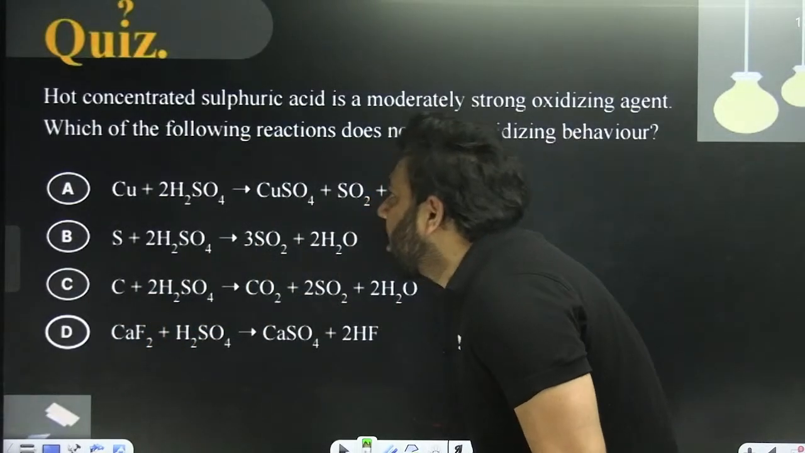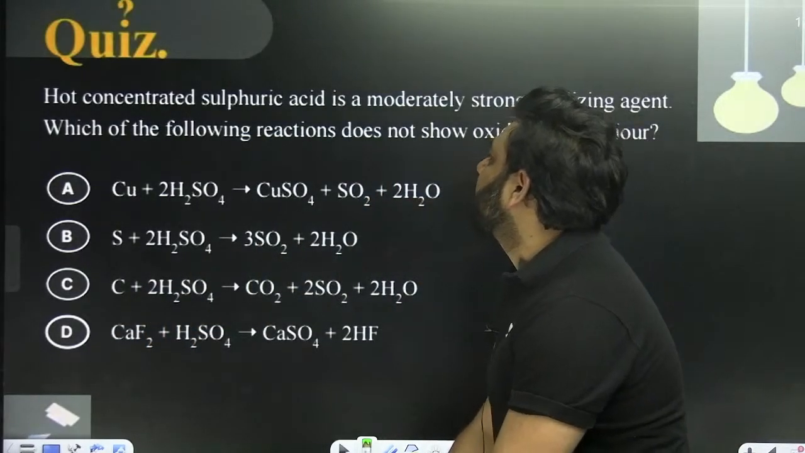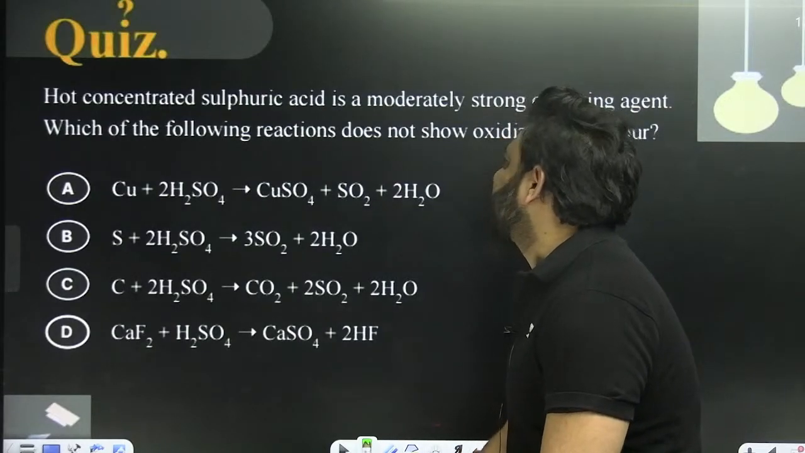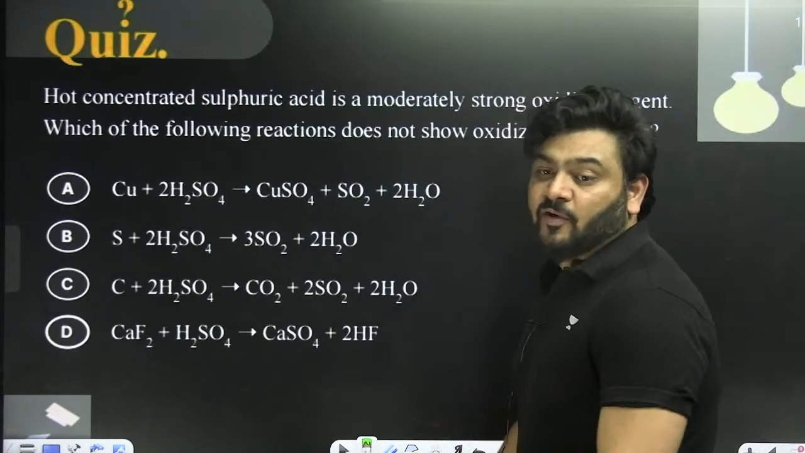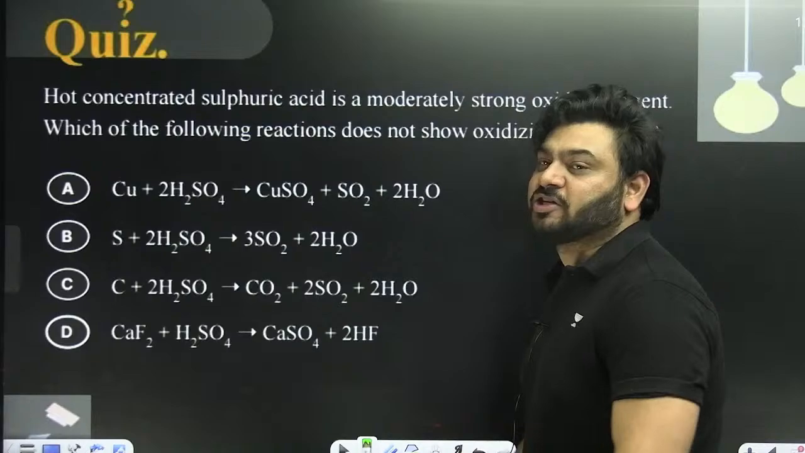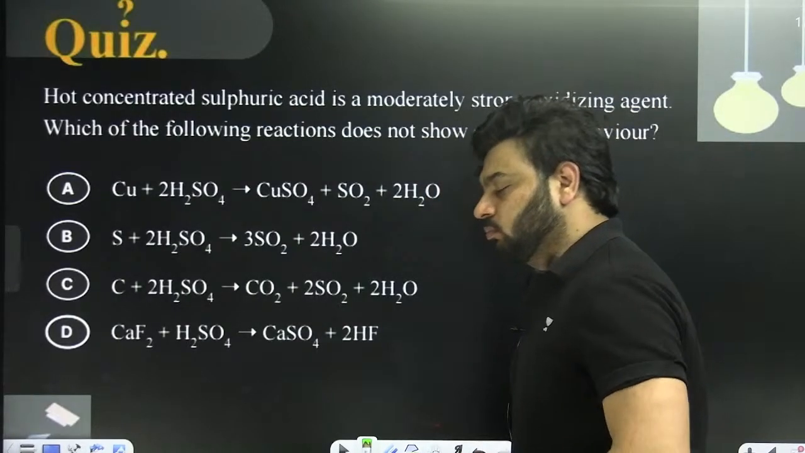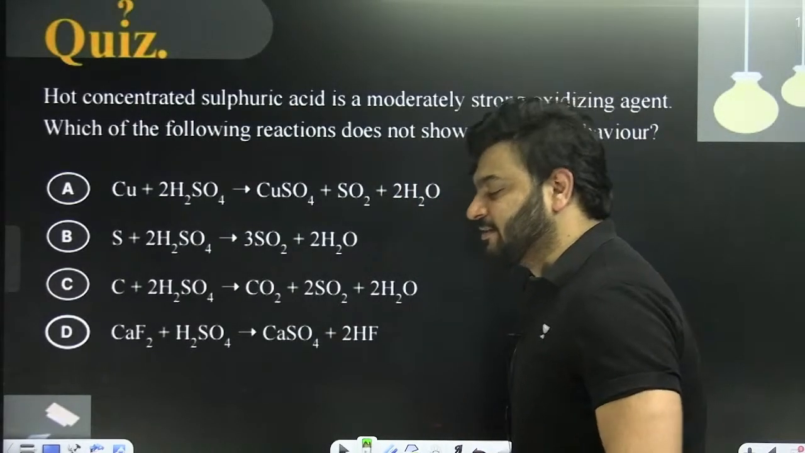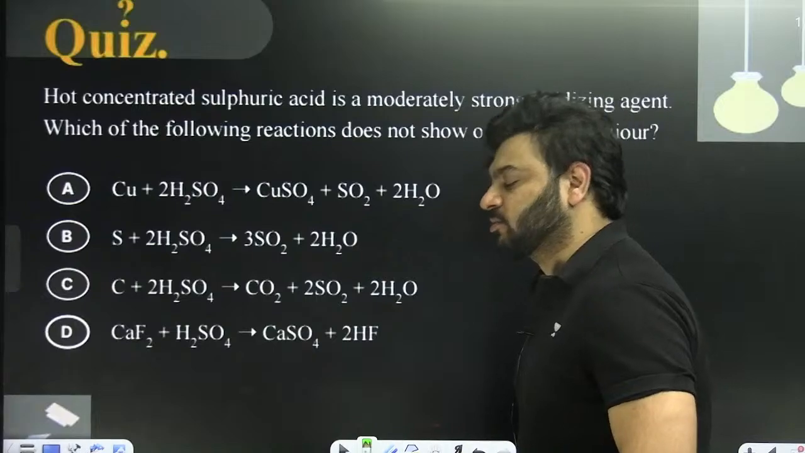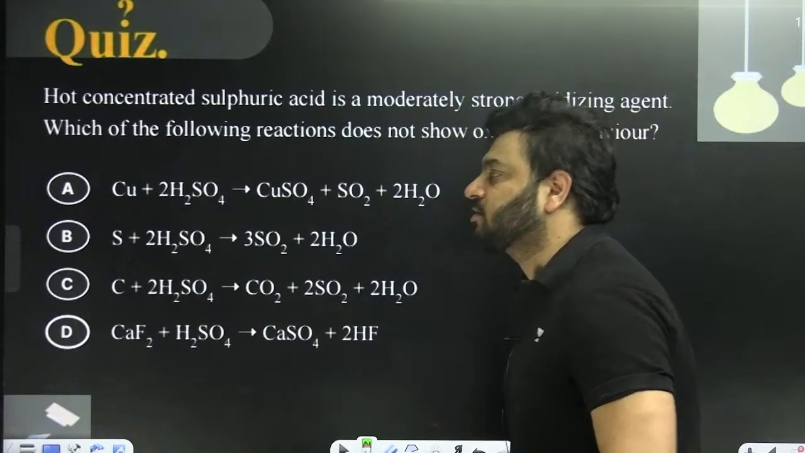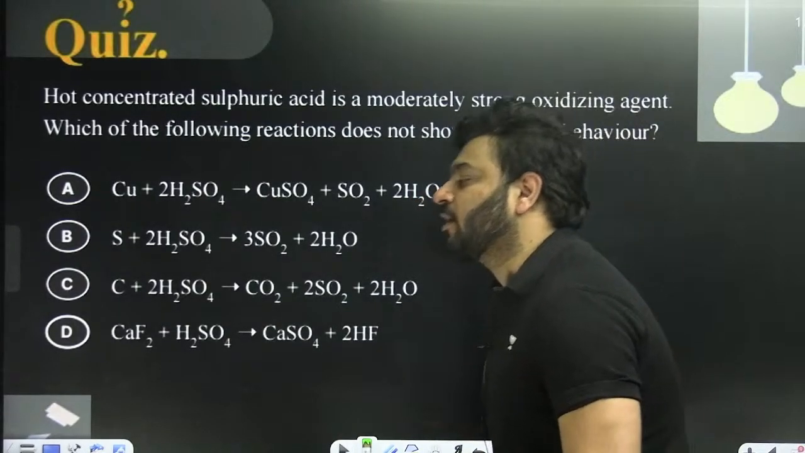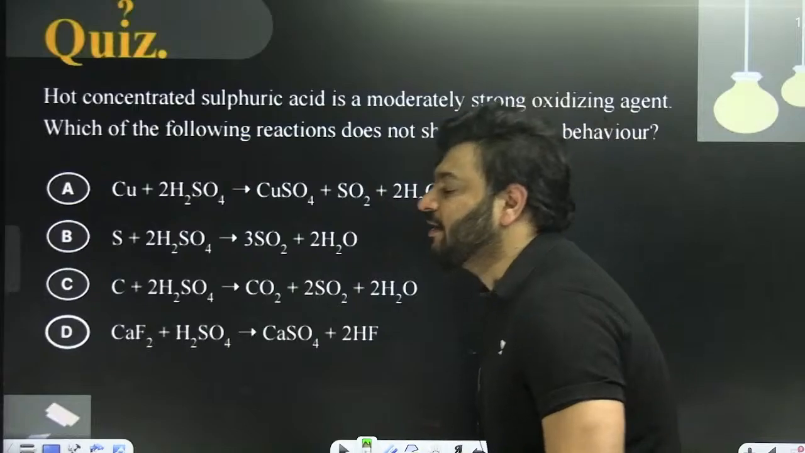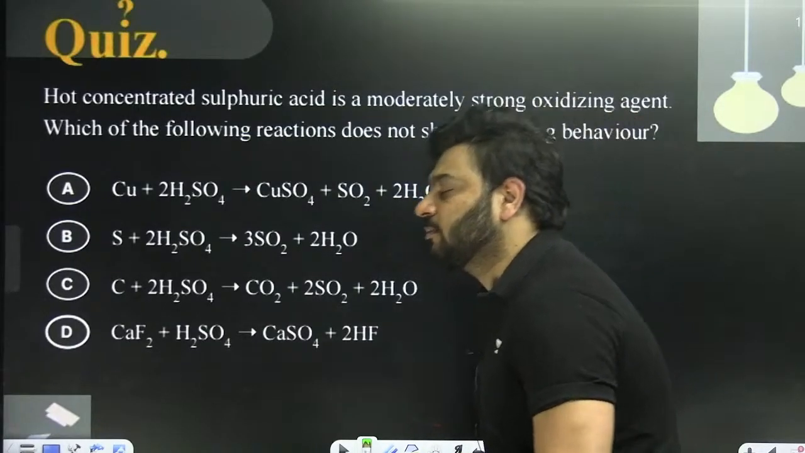The question says that hot concentrated sulfuric acid is a moderately strong oxidizing agent because sulfuric acid has sulfur in the +6 oxidation state. Wherever the oxidation state of sulfur decreases, because it cannot be increased, it's the maximum oxidation state, H2SO4 will work as an oxidizing agent wherever its oxidation number decreases.